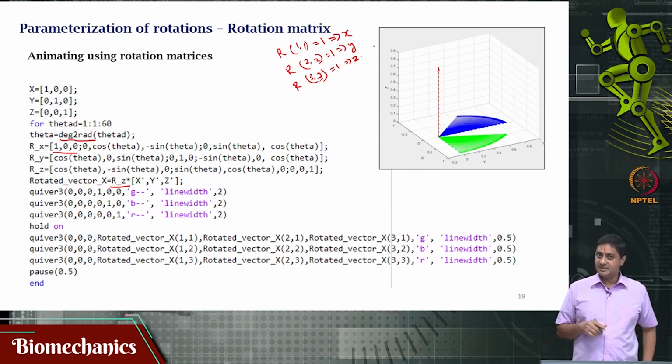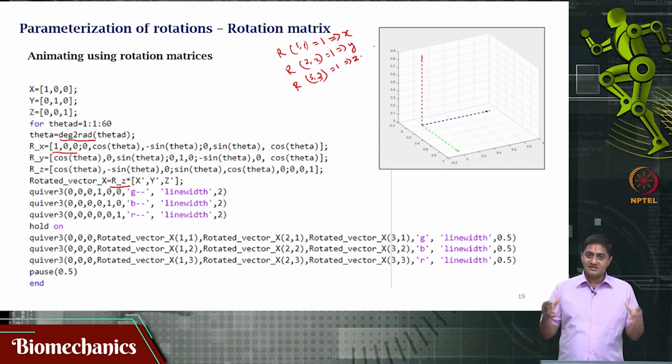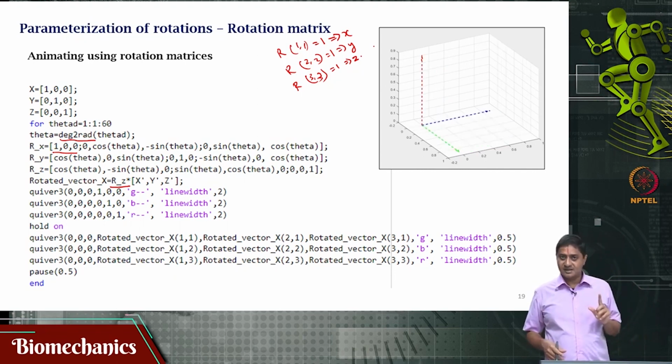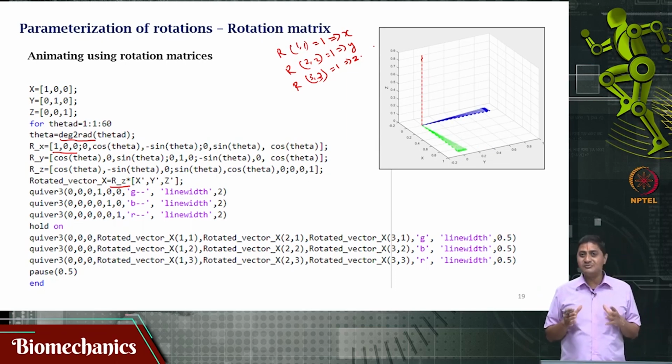Like I mentioned, it is not necessary for rotation to happen about one of these principal axes. It can happen about an axis that has a non-zero projection onto all three of these axes. That is the more likely and the more realistic scenario. Here we are only simulating this.